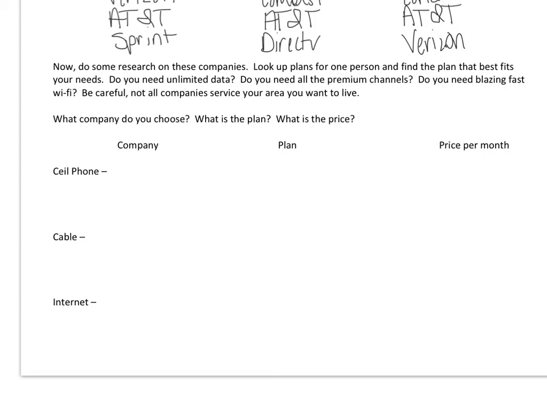What is cable going to cost you? What is internet going to cost you? Now, if you choose not to use cable, that's fine. You don't have to put anything there. But if you do Netflix or Hulu, that's going to count. So just write down Netflix or Hulu and then what it's going to cost per month to have those instead of cable. So that's the first thing we're going to do.